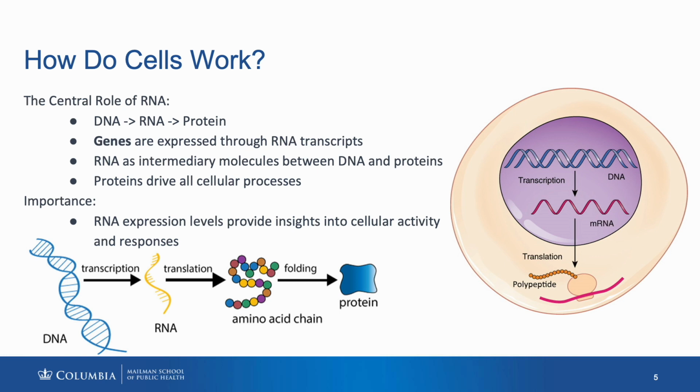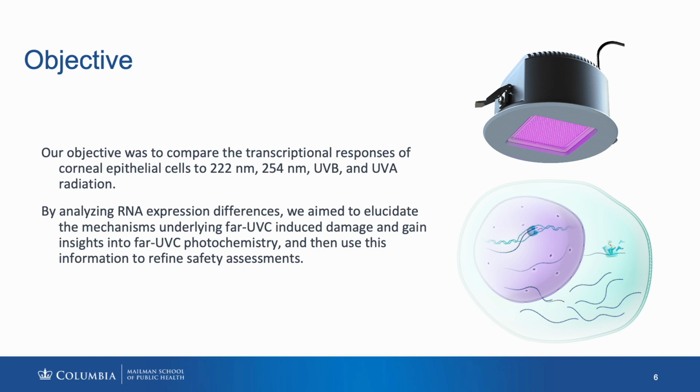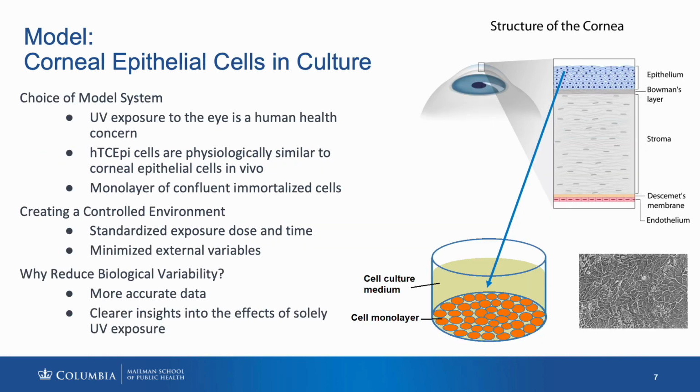So today I'm going to give you a little bit of background on RNA sequencing and our experimental design. Then I'm going to talk about bioinformatics analysis methods and a quick interpretation of them with our data. After that, we'll use some of those methods in a different way to support our main hypothesis that 222 nanometer and 254 nanometer light induce different responses in the cells.